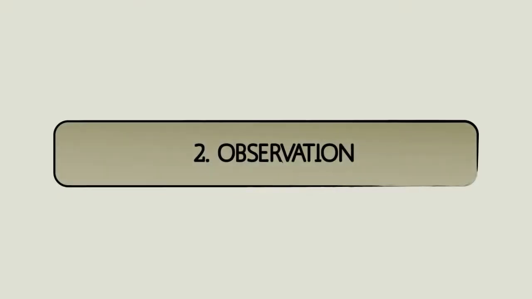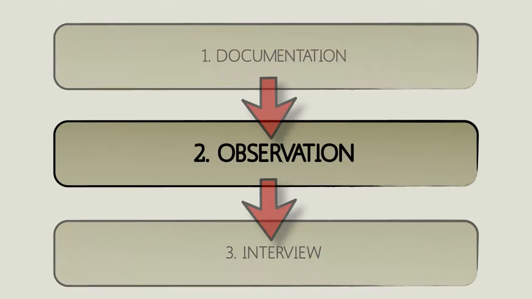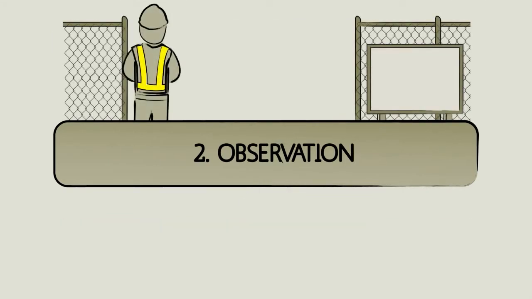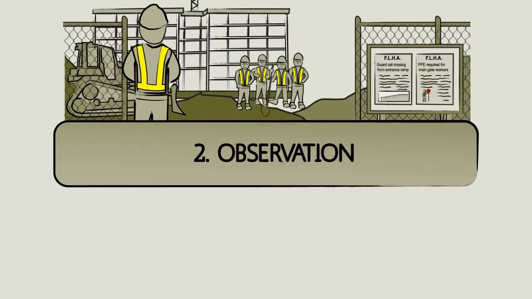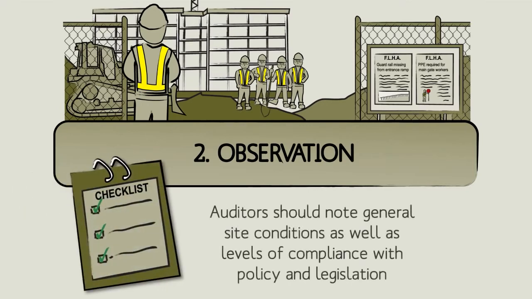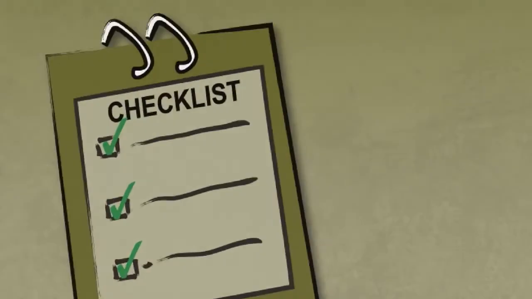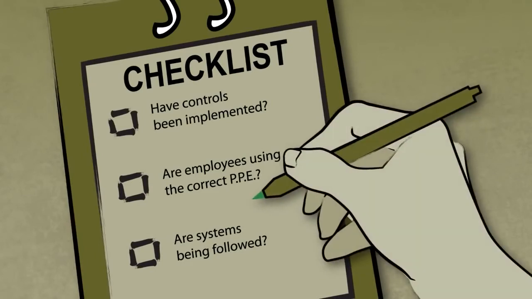Observation is the second technique in the documentation, observation, and interview process. Observations allow auditors to observe the people, equipment, documents, and environment at a worksite. Audit observations are not detailed inspections. Using the observation checklist, auditors should note general site conditions, as well as levels of compliance with policy and legislation. As an auditor, you're looking for verification of your documentation findings.